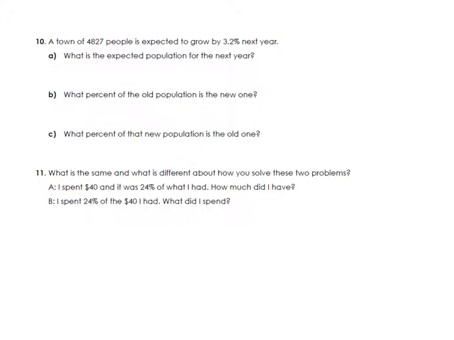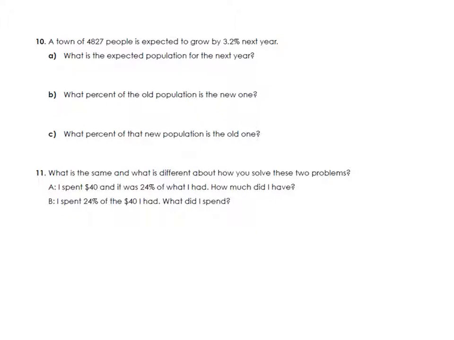Last couple questions here. Number 10, a town of 4,827 people is expected to grow by 3.2% next year. What is the expected population for the next year? So it wants to know, after it grows the 3.2%, what would the population be? Well, think of it this way. If the town is 4,827, that represents 100% of the town. If it grows by 3.2%, to find the new population after the 3.2% growth, you just need to multiply it by 1.032, because that will tell you what is 103.2% of the current population.